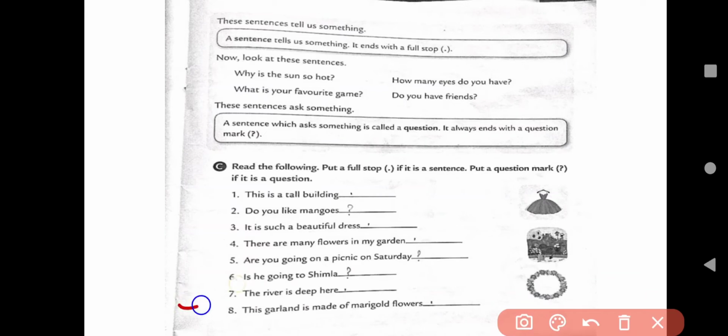Next, the river is deep here. Yes, they are telling us that the river is very deep. So we have to add a full stop. Next, this garland is made of marigold flowers. So here, this is a simple sentence. We have to add a full stop.